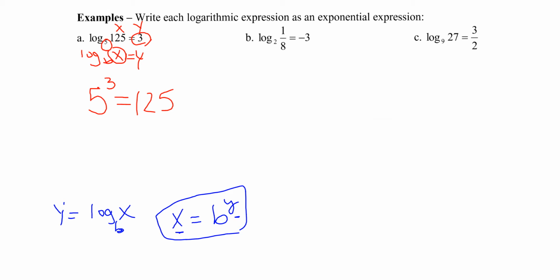For the second one, we have log base 2 of 1/8 is equal to -3. So again, we're going to start off, 2 will be our base. And then my exponent is the answer. So we have 2 to the negative third power, and it equals the number with the base, 1/8. And then our last one here, 9 will be our base. Our exponent is the answer, so it'll be 9 to the 3/2 power. Oops, let me fix that.